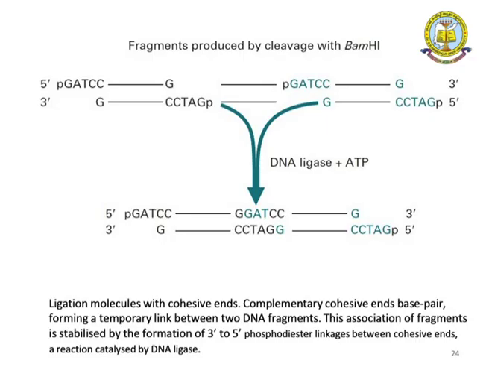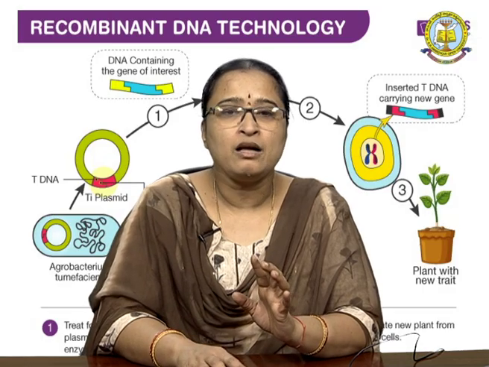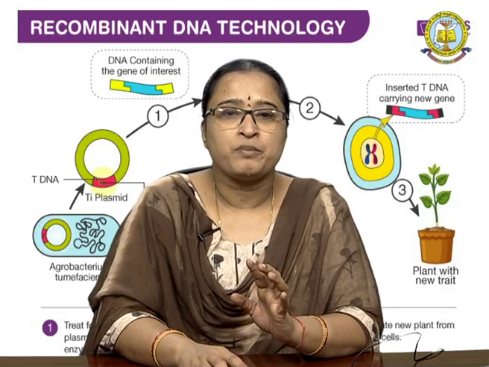Here is ligation of DNA molecules. How do we ligate the molecules? Molecules with coincident, complementary ends base pair, forming a temporary link between the two DNA fragments. This association of fragments is stabilized by the formation of 3' to 5' phosphodiester linkages between the coincident ends, a reaction catalyzed by DNA ligases.